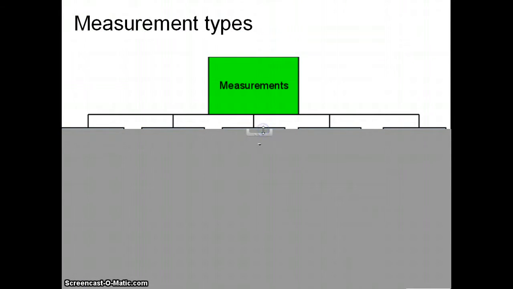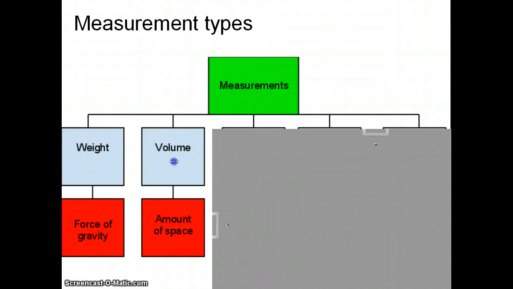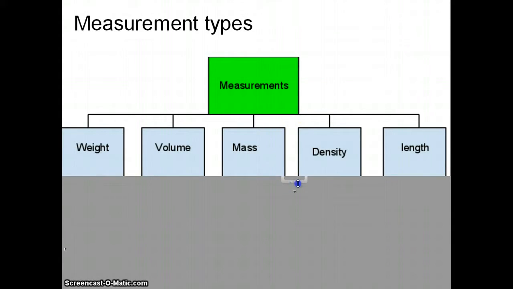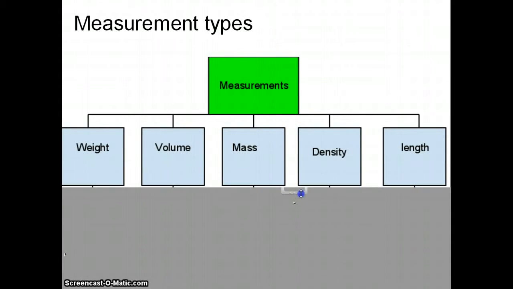Measurements. There are 5 different measurements that we are going to use in this class, and maybe a few others, but these are the main ones. The first one is weight. Next is volume, mass, density, and length.